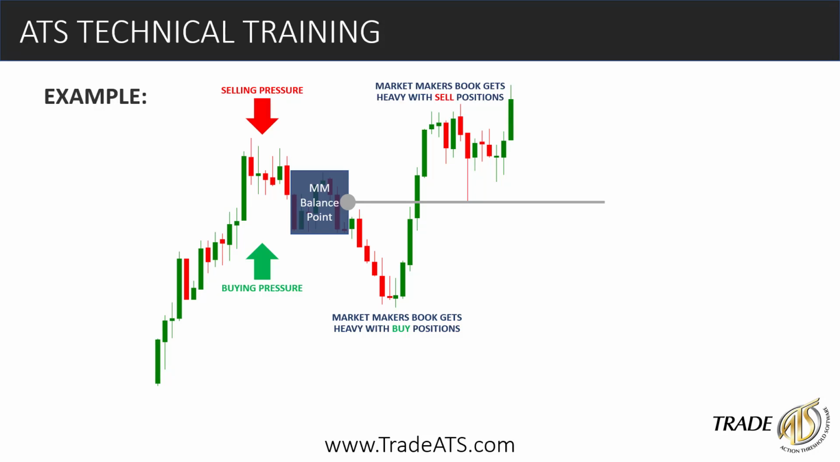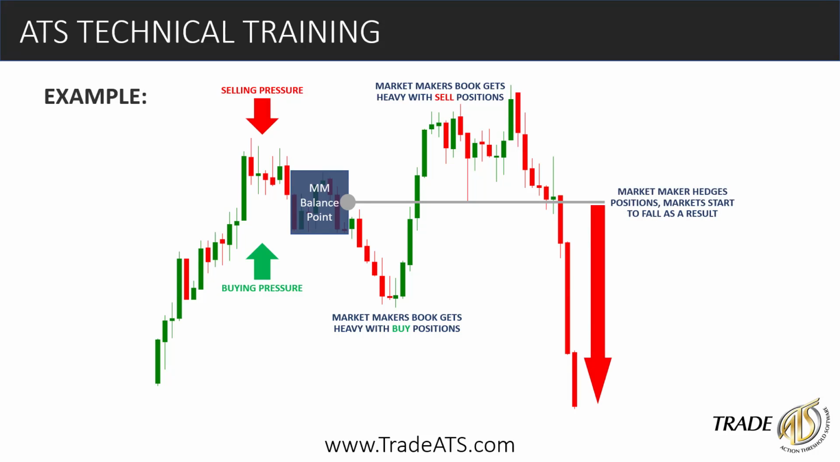Now it reverses. Now because we're above that pivot point, the market maker's book starts getting heavy with sell positions, which can be by design. They could want this to happen. And then eventually they can drive it back down, and you see eventually they'll hedge their positions and they'll let the market fall naturally. They control those floodgates.